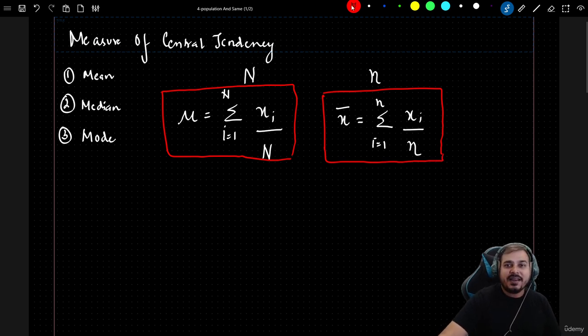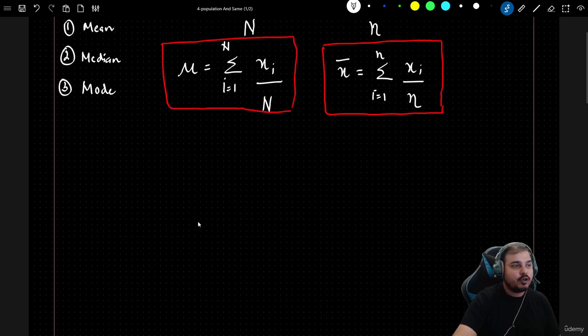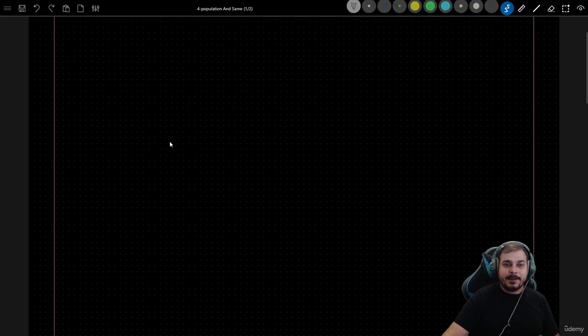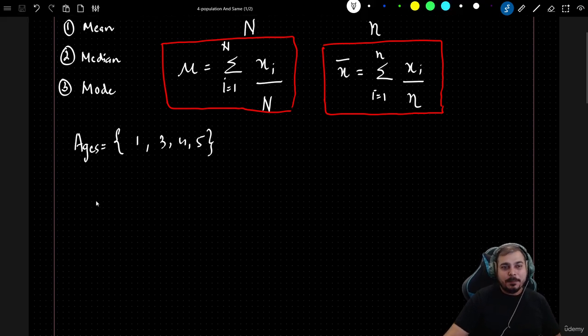Now let's take a good example and try to solve it. I'm going to consider a variable called age. Suppose in this age I have values like 1, 3, 4, 5. Now this may be a population or a sample. Usually a population is not of such small size, so I'm just giving you a basic example with small data. If I want to find the mean, I will write mu is equal to summation of i equal to 1 to capital N, or 1 to small n.